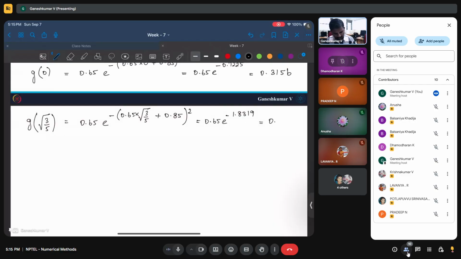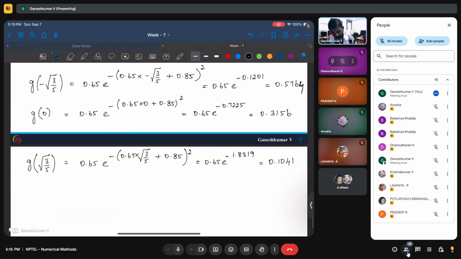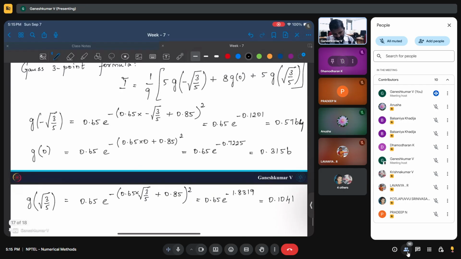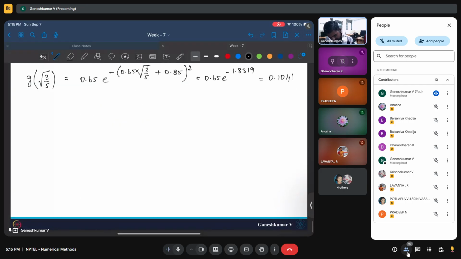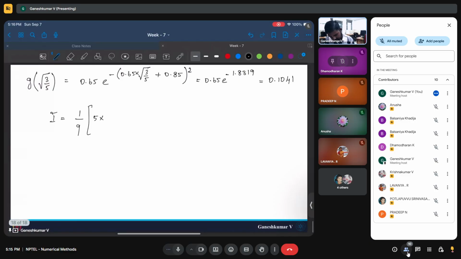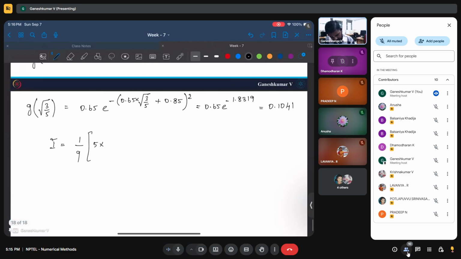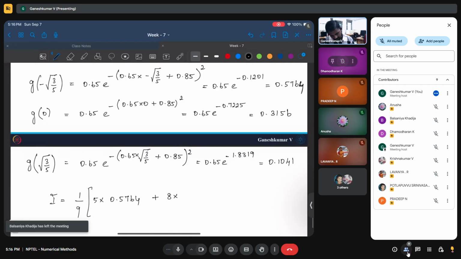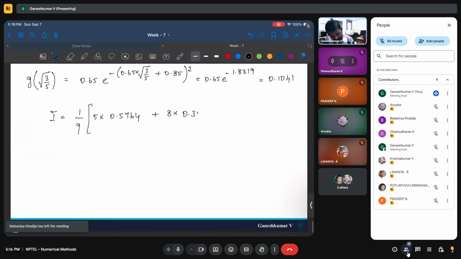Okay, this is coming out to be 0.1041. I hope these numbers are right. Anyway, we'll cross check from analytical solution if something exists for this. So let's do it. I is equal to 1 divided by 9 times 5 times the first point, which is 0.5764, plus 8 times f of g of 0, which is 0.3156, plus 5 times 0.1041.